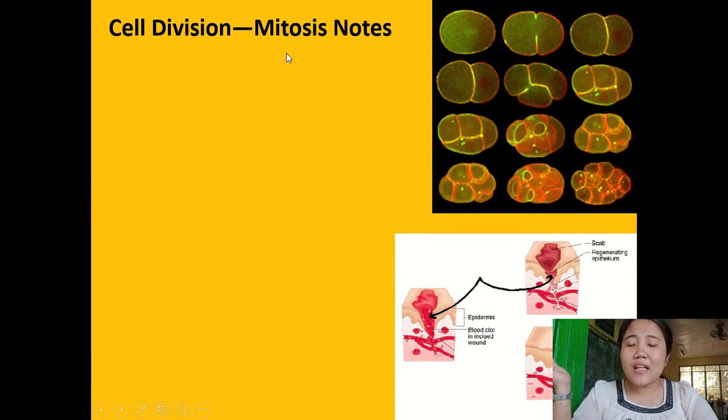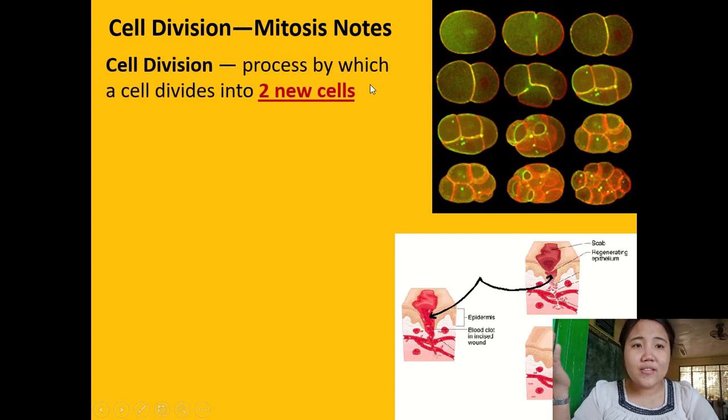Now, for cell division, we're going to first identify what cell division is all about. So I have here two pictures that best depict what cell division is all about. Cell division is the process by which a cell divides into two new cells. Take down note, in your Science 7, you have already discussed one of the basic concepts of biology, that would be the parts of the cell.